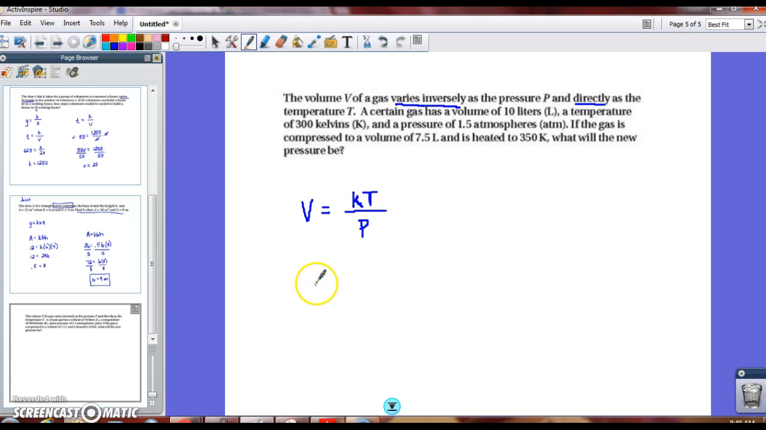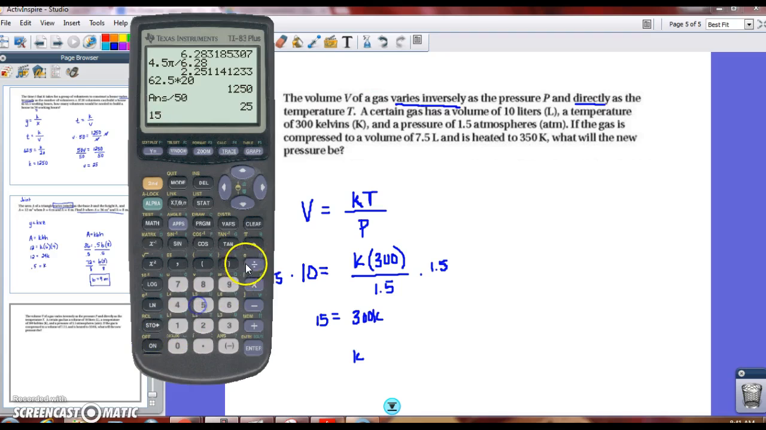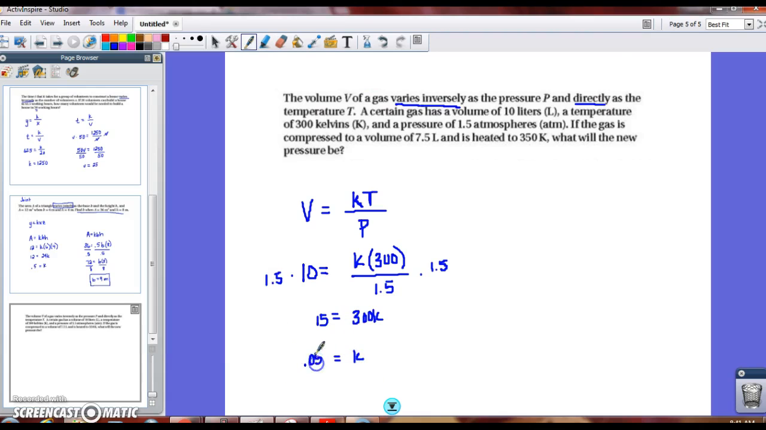It says that it has a volume of 10, a temperature of 300, and a pressure of 1.5. So we're going to solve for K. That's going to be the first thing we do. So if I multiply both sides by 1.5, I end up with 15 is equal to 300 K, and divide both sides by 300. 15 divided by 300 would be 0.05, so that's my K value.